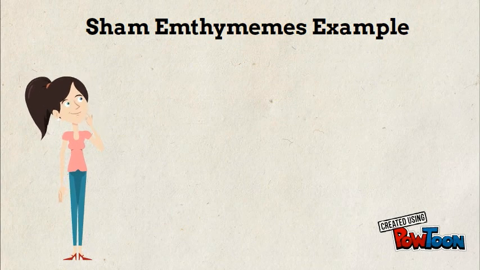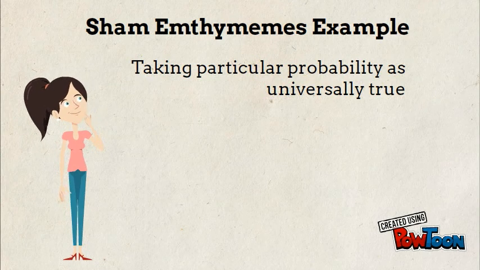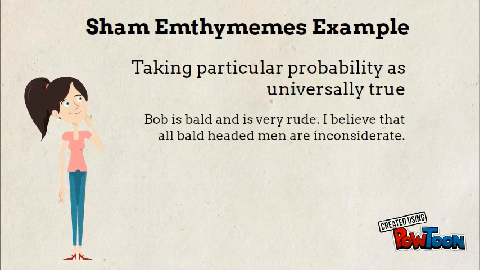An example of sham enthymeme is taking a particular probability as universally true. So, Bob is bald and is very rude. So therefore, I believe that all bald-headed men are inconsiderate and rude.